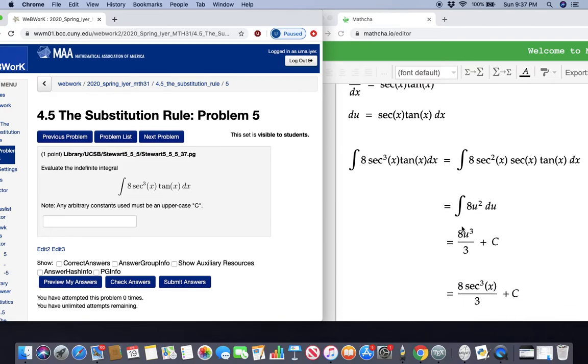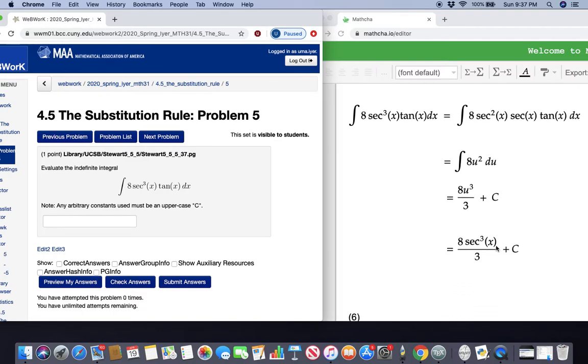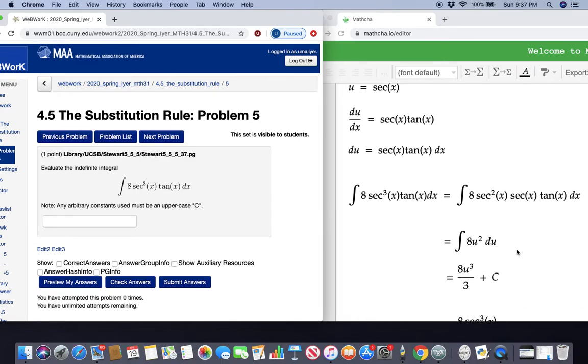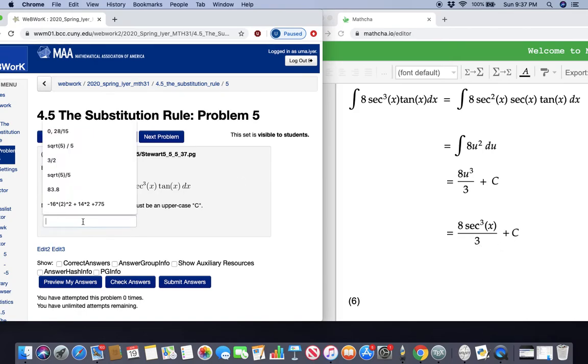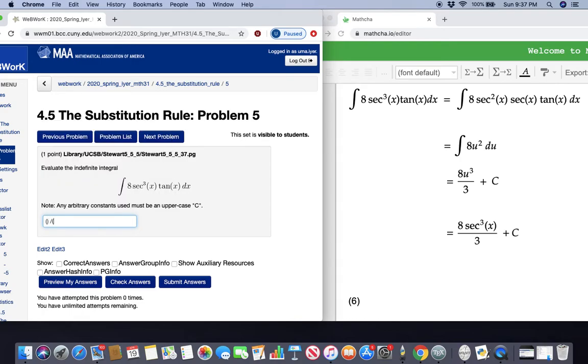Its antiderivative or integral is 8u to the power 3 over 3 plus c. Don't forget to replace back u. u was secant, so this is 8 secant cubed x over 3 plus c. So that is a fraction plus c. Okay, that's what they're asking us to do.